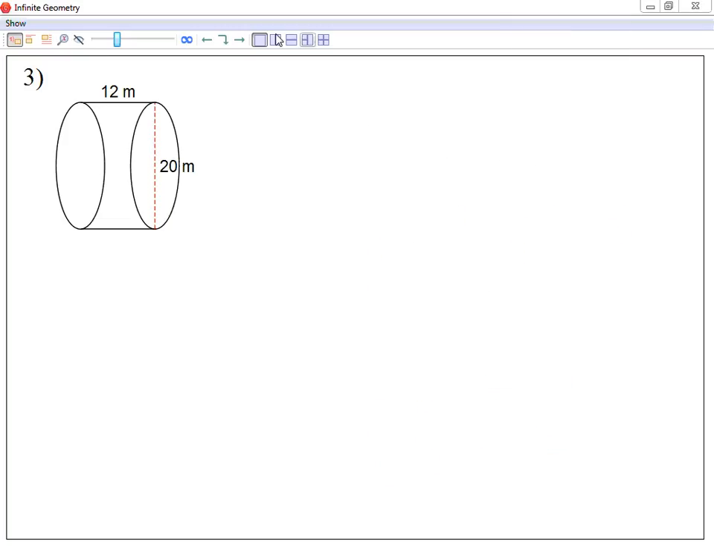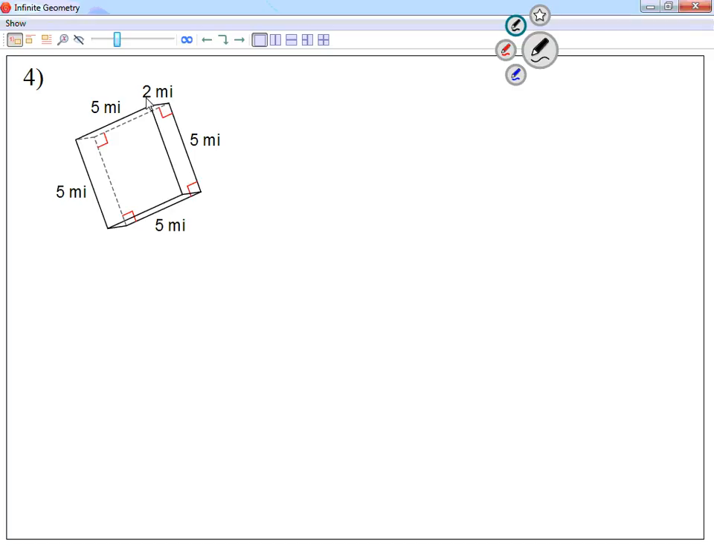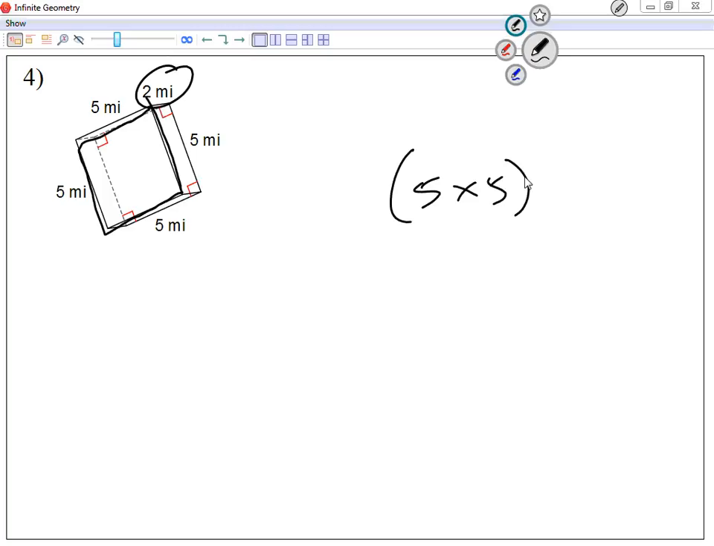Alright, that was not bad. Any questions? Yes. Number 4. Looking at number 4, I can get this square right here, that's the base, and this 2 will be the height. So the area of a base, I know the area of a rectangle, right? A square is a rectangle, is 5 times 5. That's the area of the base. The height is 2. So I'm just going to go 5 times 5 for the base times 2. You should have 50.